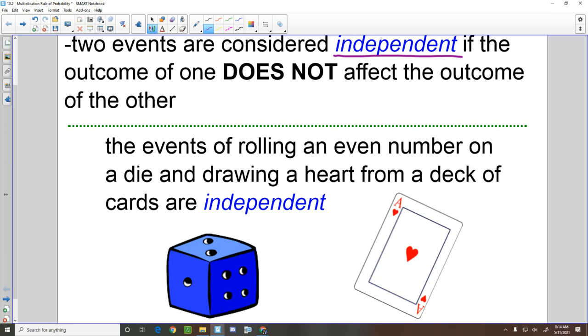Likewise, if I drew a heart from a deck of cards, that's not going to affect what I roll on a die at all. Those are completely independent from each other. They have nothing to do with one another. So these are completely independent events, where the outcome of one will not affect the outcome of the other event. You okay with that concept, independence? Totally unrelated.